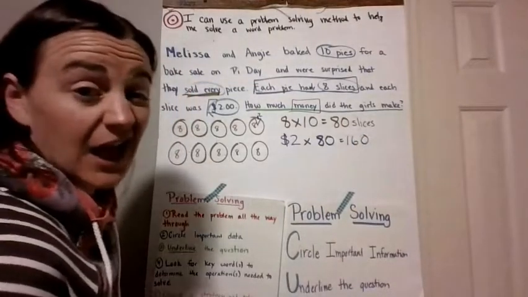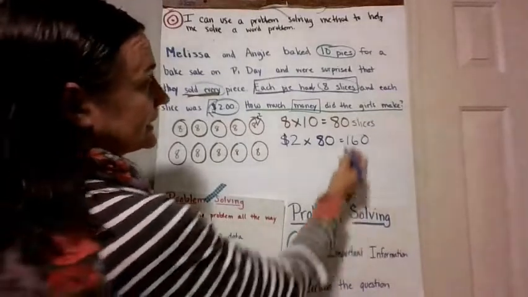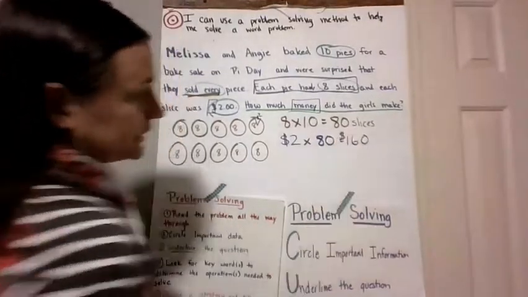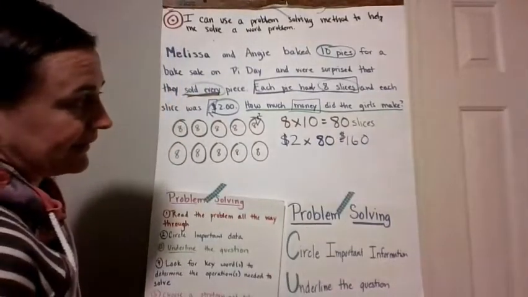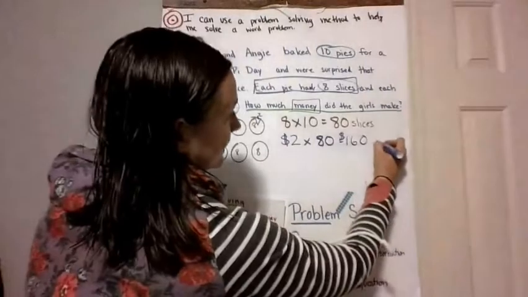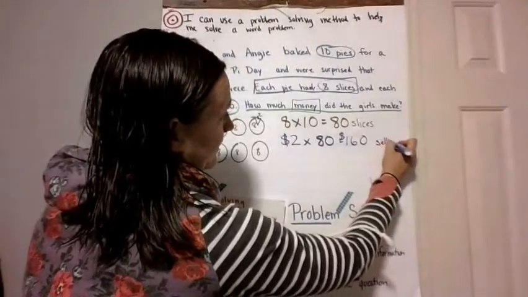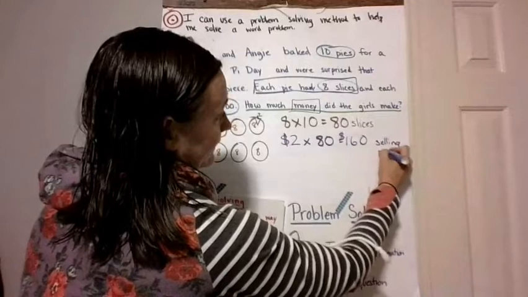And so they made $160. There's my label. Selling pies.